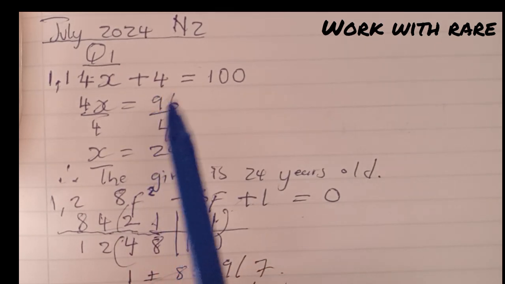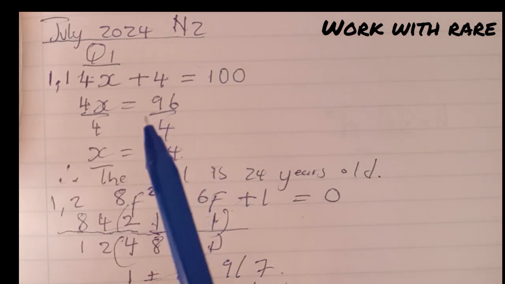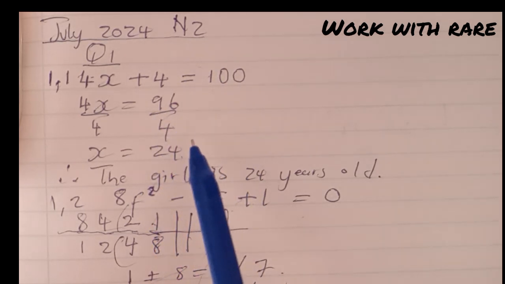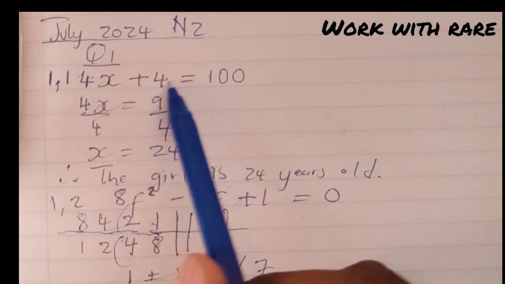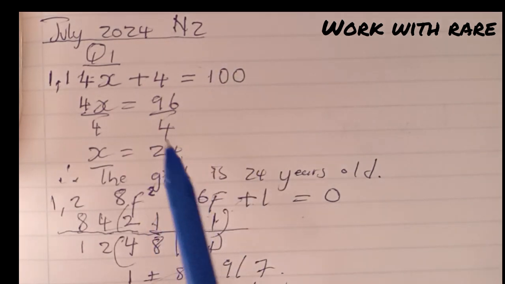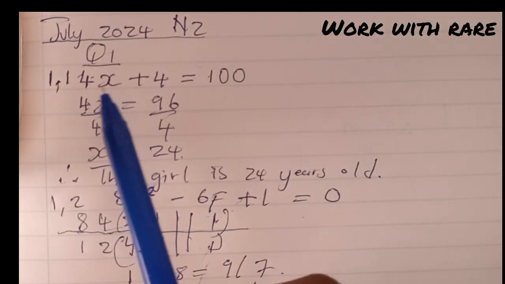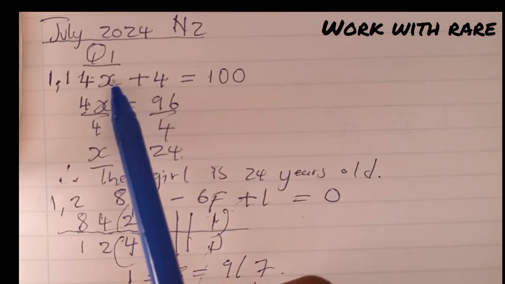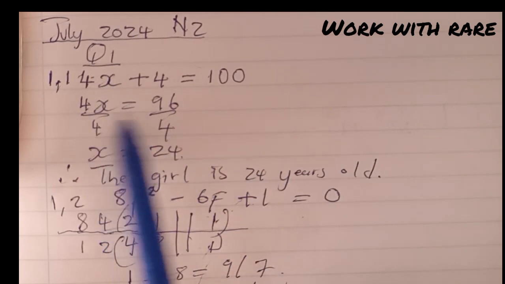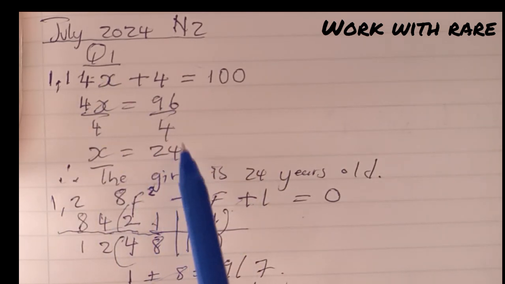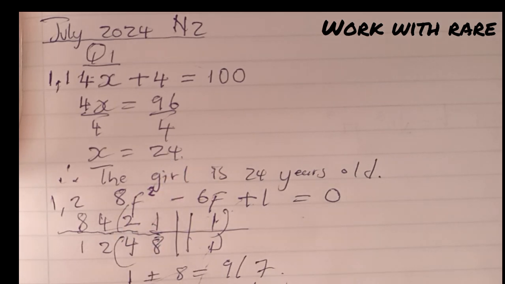If her grandfather's age is 100 years old, how old is she? So we have to equate this to 100. After you write this equation, the goal now is to make x the subject of the formula. Then at the end you will get 24. So this is the age of the girl. It's 2 marks.